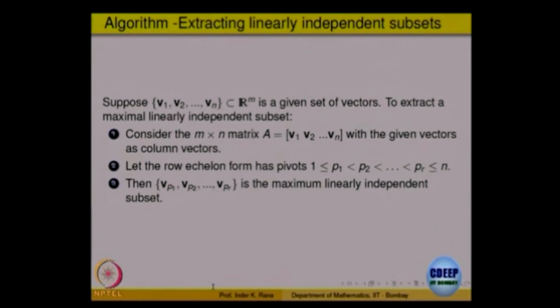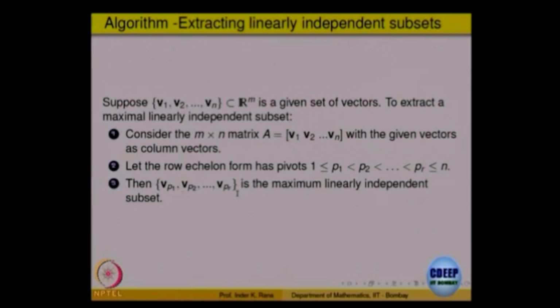So the algorithm is, consider the m cross n matrix obtained by writing these as column vectors. So given vectors, write them as column vectors. Once you have written them as column vectors, reduce that matrix to the reduced row echelon form or row echelon form, and look at the pivots P1, P2, up to PR. R is the rank, so there are R pivotal columns. Pick up those columns VP1, VP2 up to VPR.